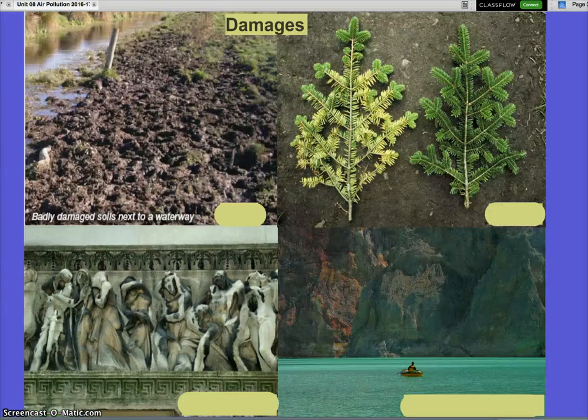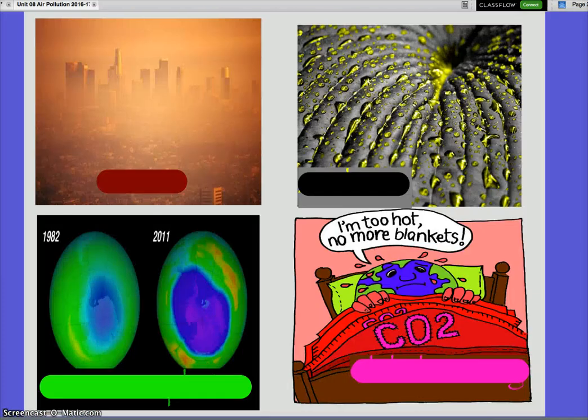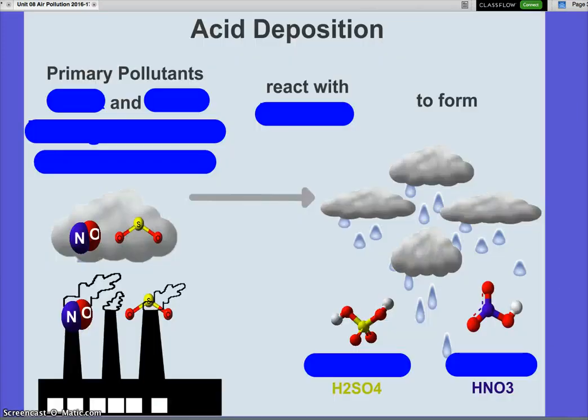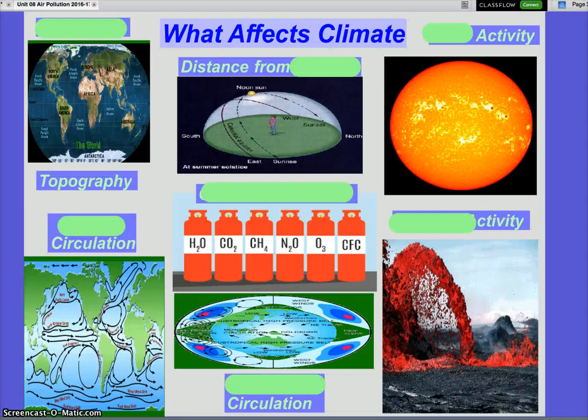So we covered last class, we introduced major global problems right here. We covered smog and acid deposition. And now we are going to cover, let's call it climate change or global warming, whatever. In order to discuss climate change, we got to do a little bit of climate review. Or not review, because most of you have never seen this.